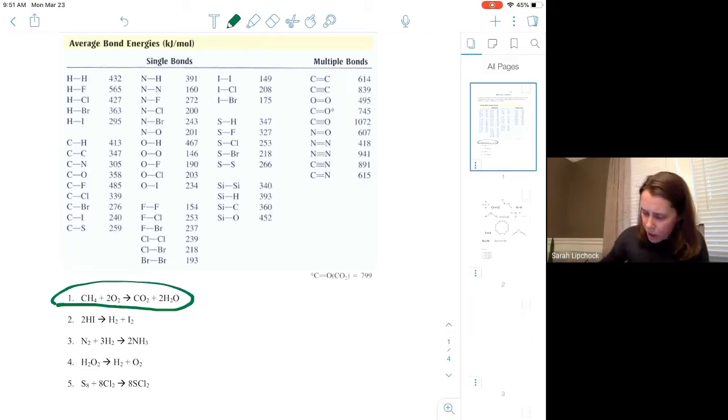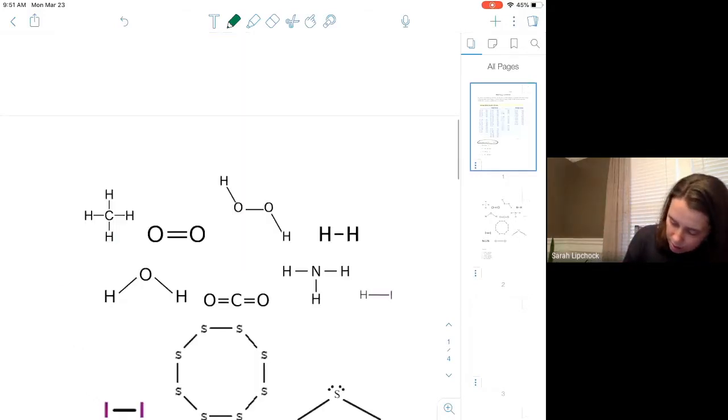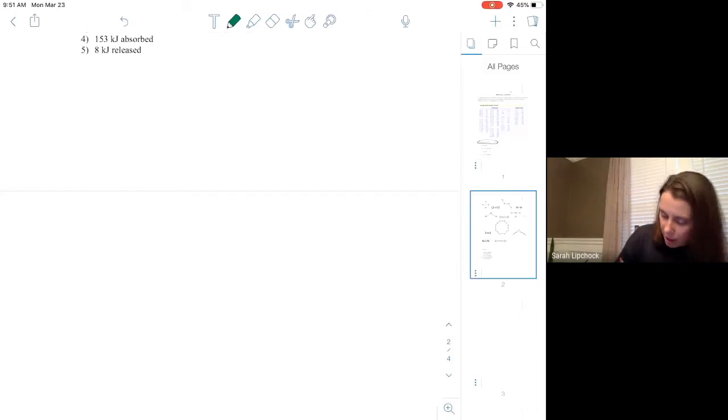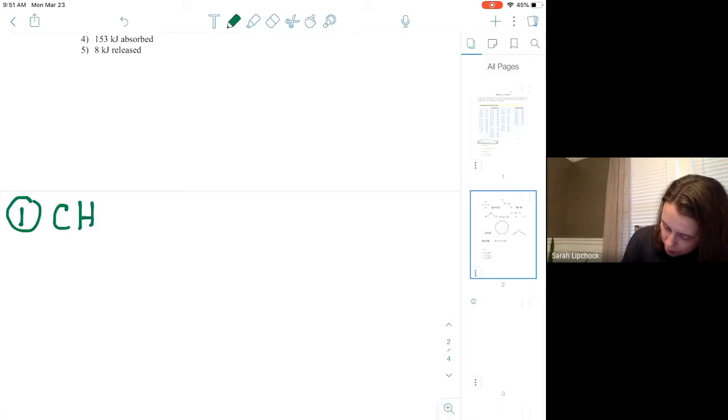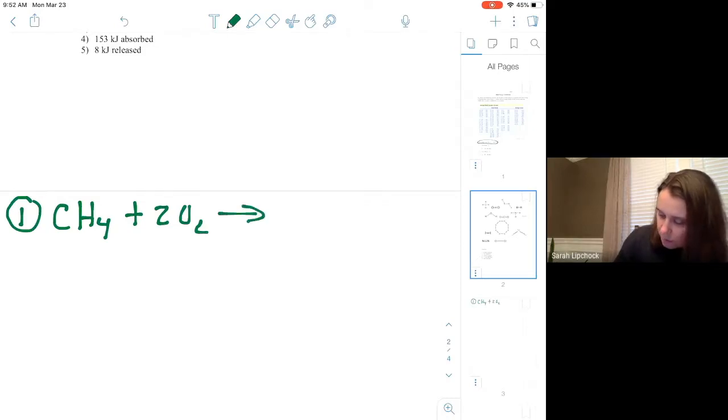Okay, and so I'm going to go down to my blank page and rewrite that equation. All right, so number 1. And bear with me because handwriting on this iPad just looks awful for me. All right, so we have CH4 plus 2O2 makes a CO2 and 2 waters.